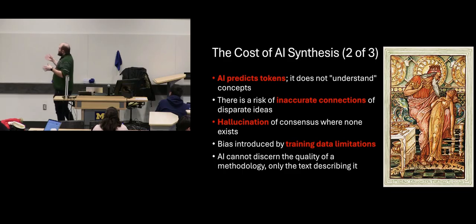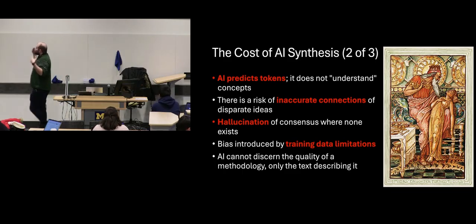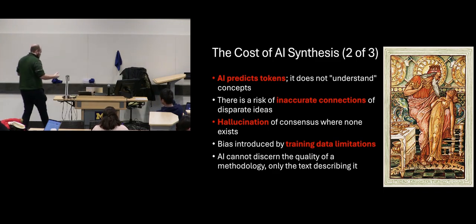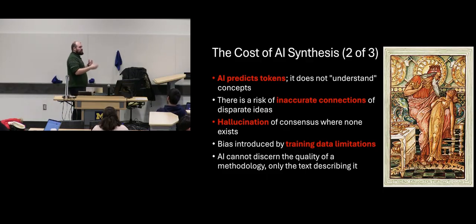The other piece of it, we've talked about this, AI predicts tokens. It's not understanding these concepts. It is a string of tokens, and you exchange tokens. You take a turn, the AI takes a turn, you add PDFs, that's another string of tokens that it's using to generate the next string of tokens. And so there's a risk of inaccurate connections, especially as you add more and more context, as conversations get longer.